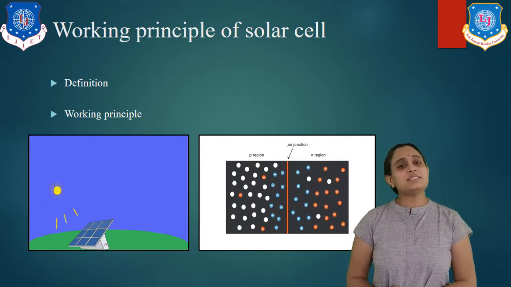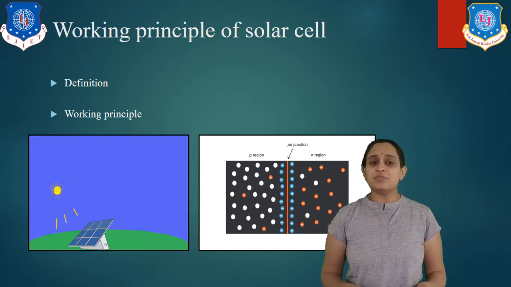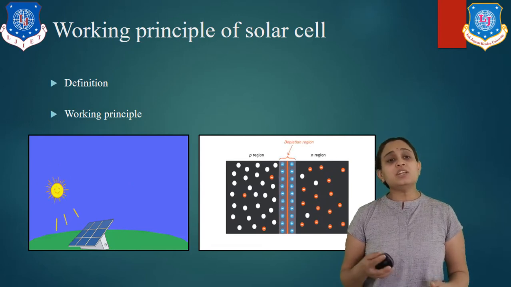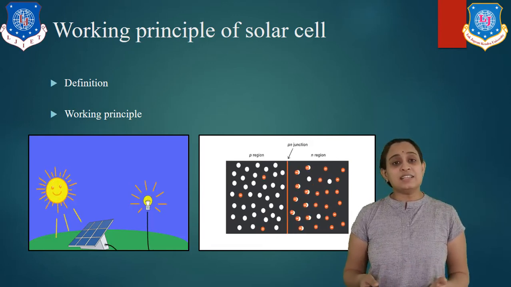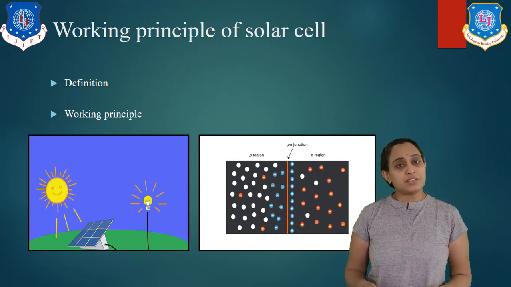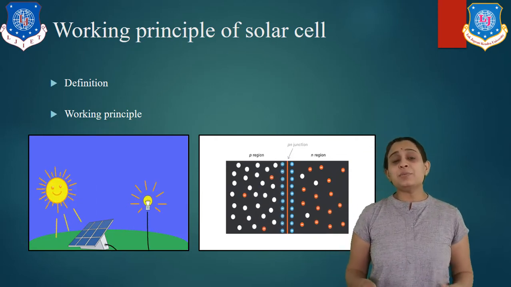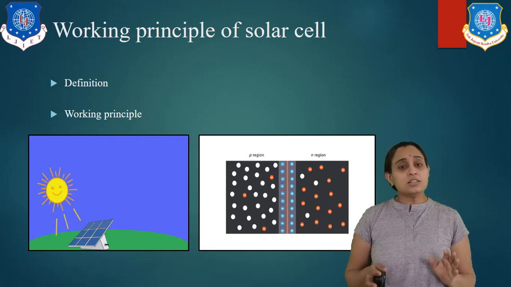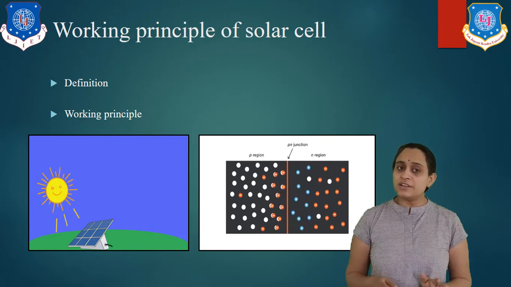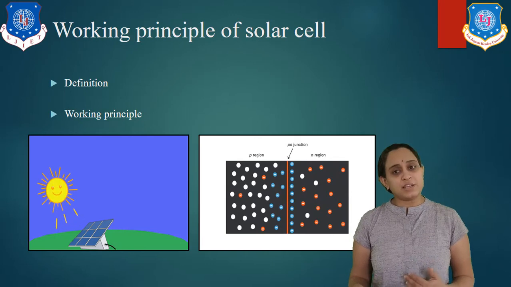So now let us study about solar cell. Let us understand the definition of solar cell. It is an energy conversion device which is used to convert sunlight directly into electricity by the use of photovoltaic effect and is called a solar cell. Now let us understand the working principle of solar cell. A solar cell is a PN junction which converts solar radiated energy into electrical energy by photovoltaic action.